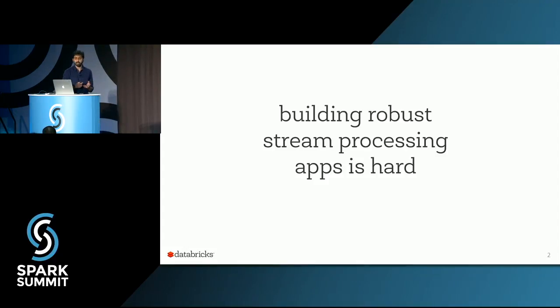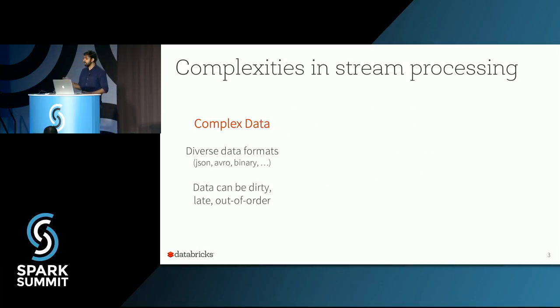The basic truth of the matter is building robust streaming applications is really hard, because there are a lot of complexities that one needs to consider and solve before you can actually put a streaming application in production. To start with, data can be very complex. You have tons of different formats the streaming data can be in. You can have JSON, you can have Avro, you can have arbitrary binary, and you have to deal with all of these formats as a first step before you can actually start doing any sort of processing on it.